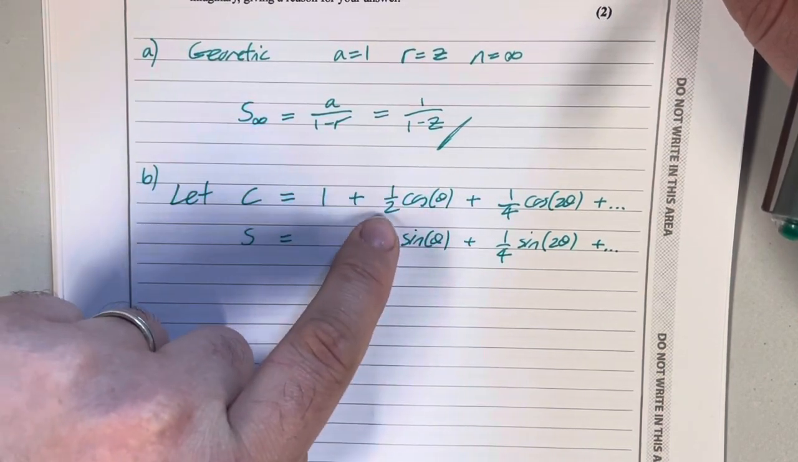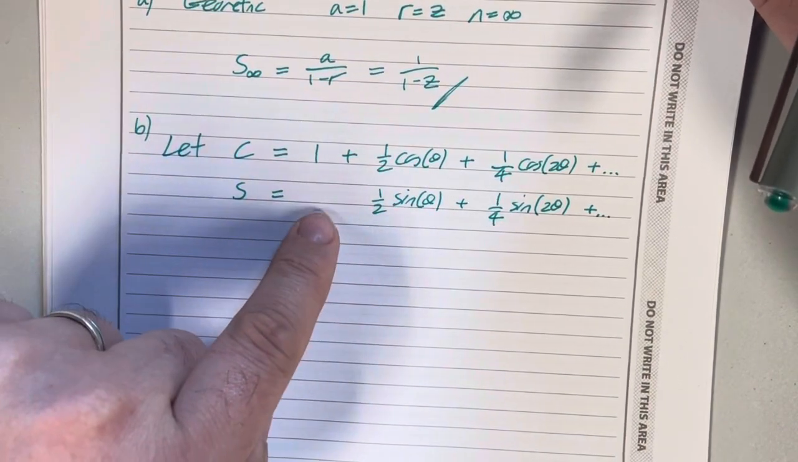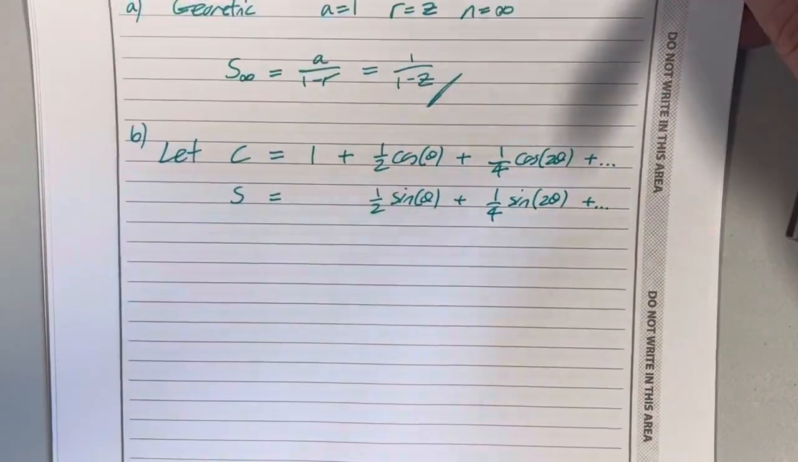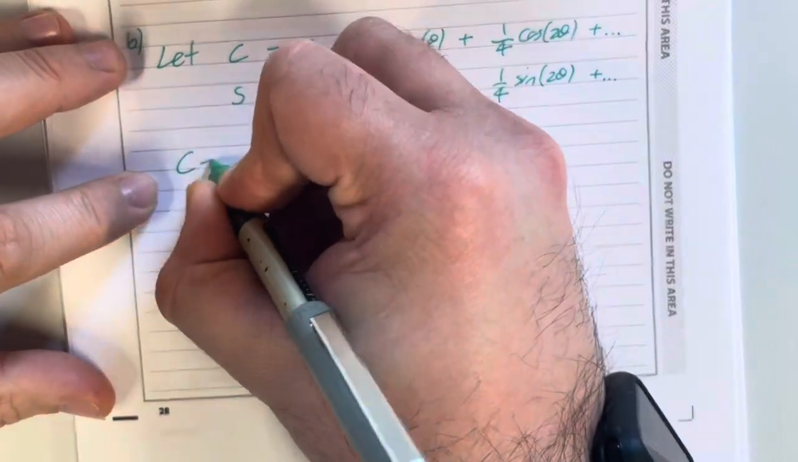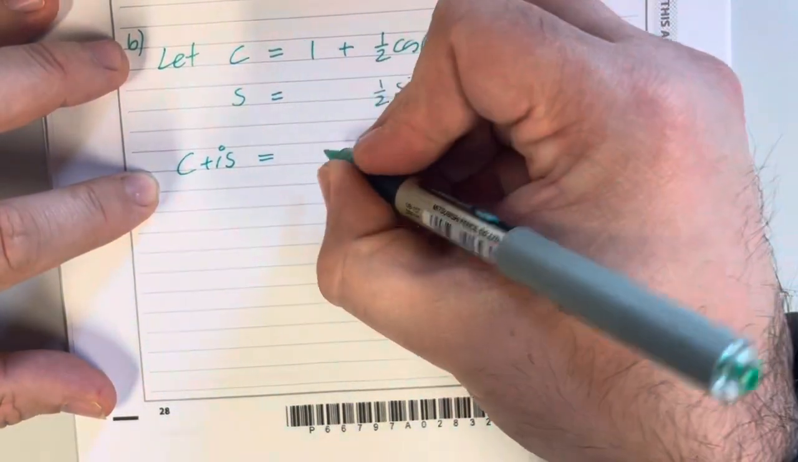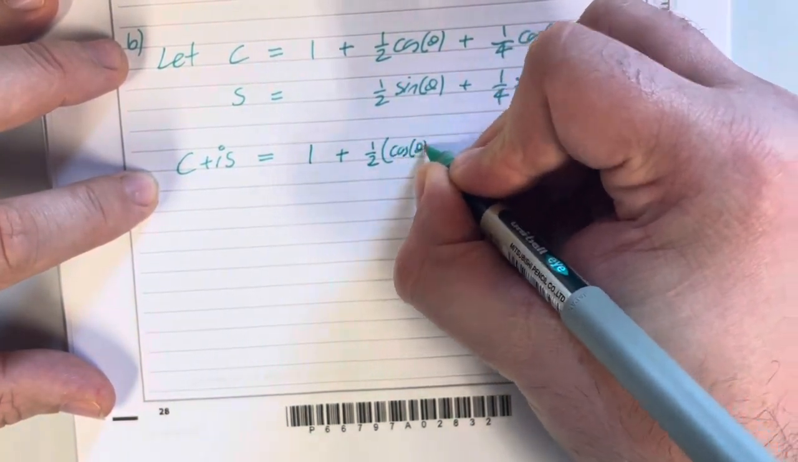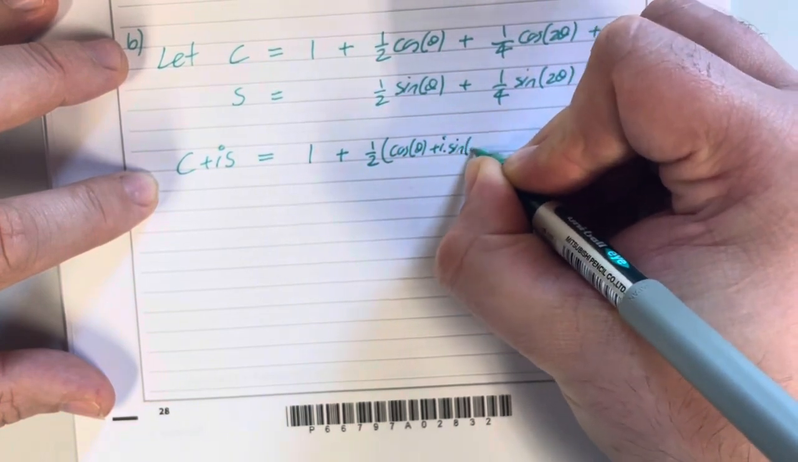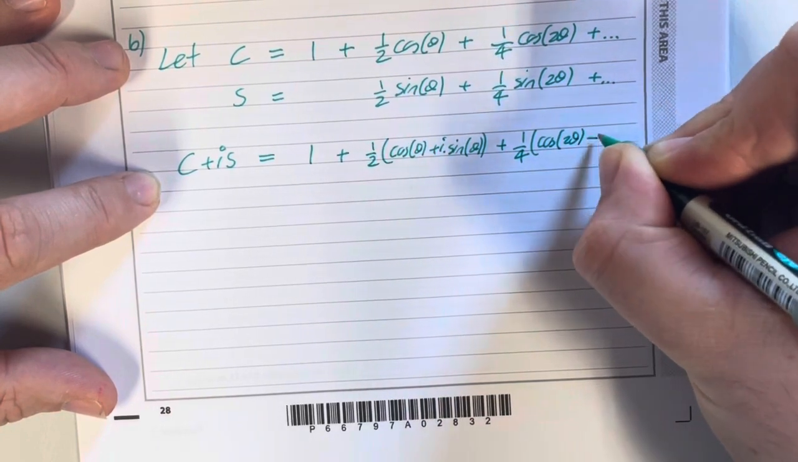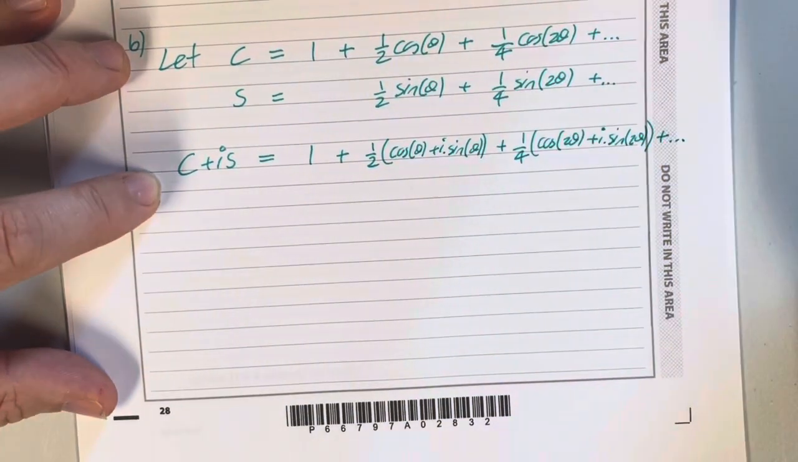You get 1 over 2 to the 0, which is 1, times cos of 0, which is 1. And then here you get 1 over 1 times sine of 0, which is 0. So there is a 0 term there. Okay, so those are the two definitions that we want, C and S. So C plus IS, well, that's just going to be the sum of these, isn't it? So 1 plus 0 is 1, plus a half times cos of theta plus I times sine of theta, plus a quarter times cos of 2 theta plus I times sine of 2 theta, and so on.